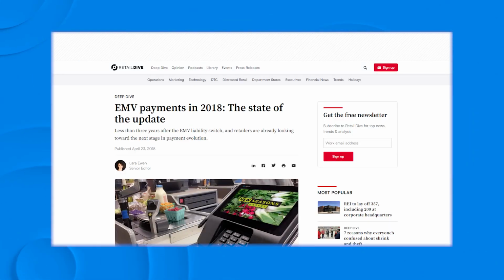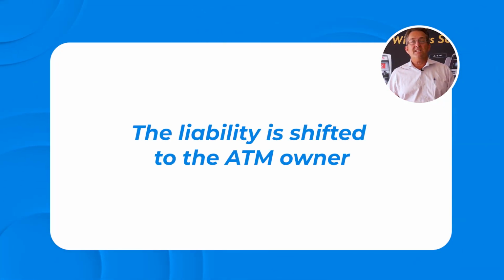Point number 3. How can this help? What's the situation? Do I want to enable fallback, or do I not want to enable fallback? Well, here's the situation. Back in 2017, we upgraded all our ATMs so they were EMV upgradable, which means they take the chip. If you didn't do that, or you bought a used or older ATM that still doesn't take the chip, then the liability is now shifted onto you, the ATM owner.